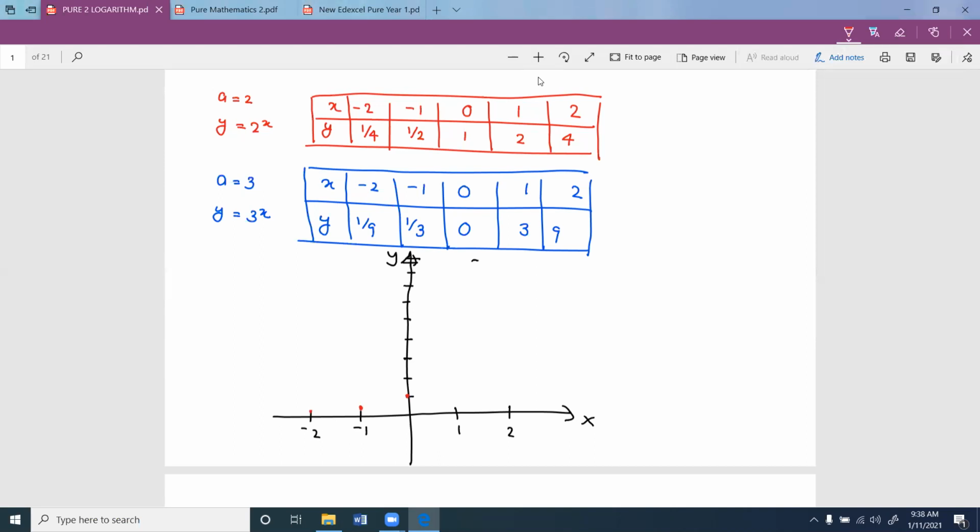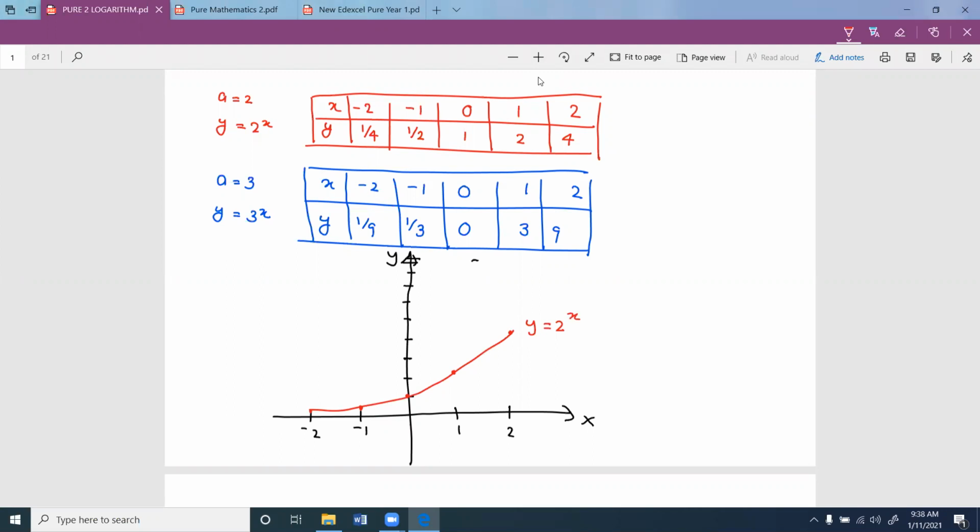If x is 1, it's 2. Then at 2, it's 4. My drawings won't be very good, but anyway, we'll try to do it in a nice pattern. So this is the graph of y equals 2 to the power x.